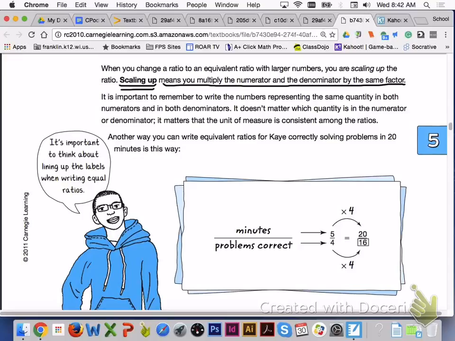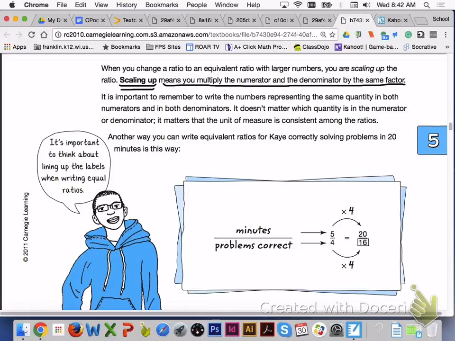When you change a ratio to an equivalent ratio with larger numbers, you are scaling up the ratio. Scaling up means you multiply the numerator and the denominator by the same factor. It is important to remember to write the numbers representing the same quantity in both numerators and in both denominators. It doesn't matter which quantity is in the numerator or the denominator. It matters that the unit of measure is consistent among the ratios.